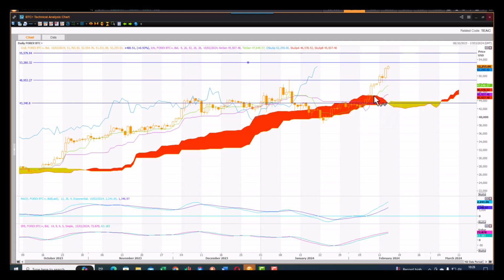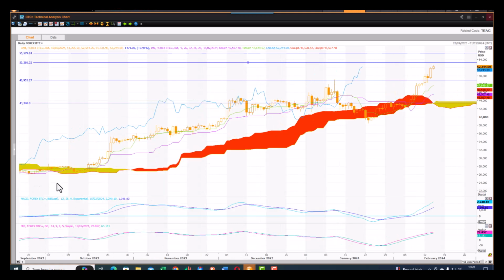Broke past the top end of the cloud. And then the rally kept going. So now we're close to the upside resistance targets on this current rally. But so far, so good. Very strong rally. This uptrend started back here.